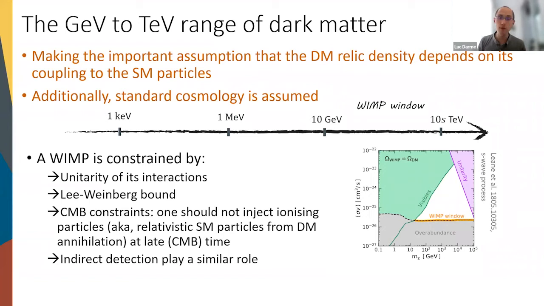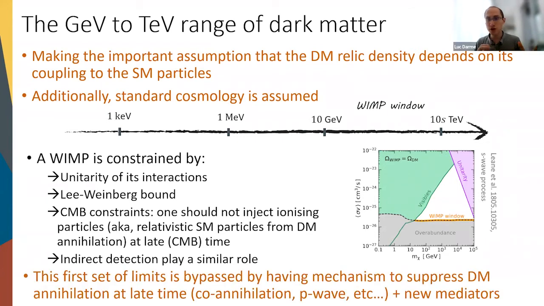You can do the same thing with indirect detection, because if the dark matter gets very light, then again you have a lot of particles around, and so indirect detection gets better and better. They can see more and more signal because you have more and more interaction in terms of density. So this first set of limits, meaning how can we go below this GeV, tens of GeV range, can be bypassed by two things. First of all, a new mediator, as we saw. And second, making sure that the dark matter interactions are very suppressed at late time.